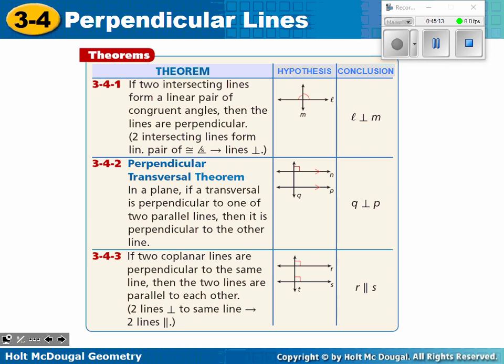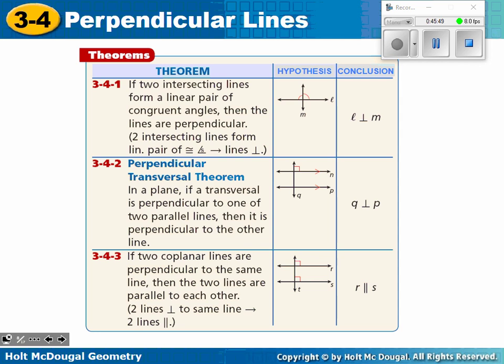N, P, Q. Okay, so in your proof, you're going to have a pair of parallel lines. N's marked parallel, so in your proof, you would have to have N is parallel to P. Write that down right here under your hypothesis. And you have to have a transversal perpendicular to one of those lines. So which two lines are perpendicular? N and Q. So you would have to have N is perpendicular to Q. These two things would have to be listed in your proof somewhere.